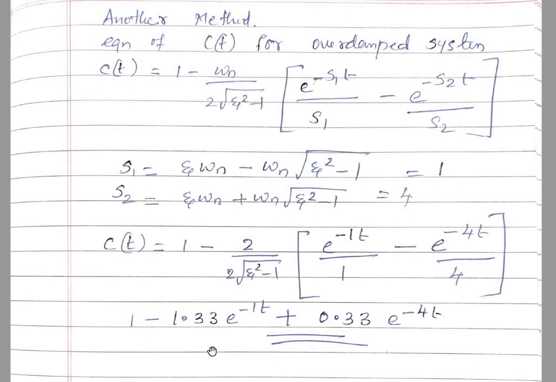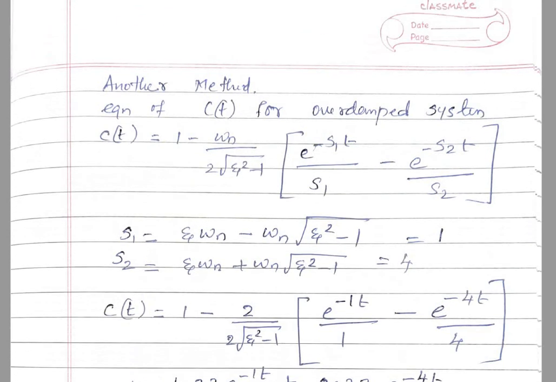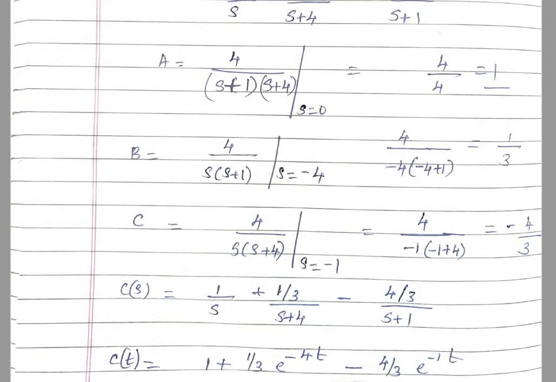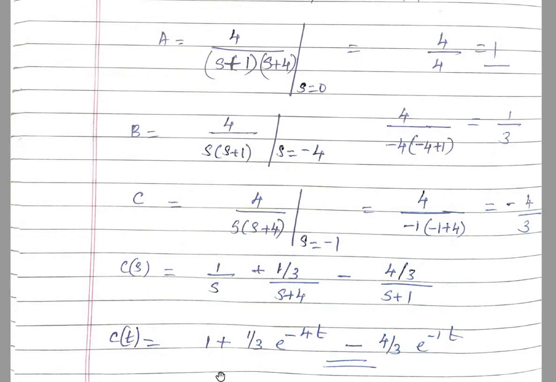This is actually the same as in the previous case. Both the equations are the same, whether we take the Laplace inverse of the output C of s, or apply the formula directly. In both cases we will get the same answer. You can compare the answers, both are the same: 1 by 3 e raised to minus 4t is 0.03, e raised to minus 4t minus 1.33 e raised to minus 1t.